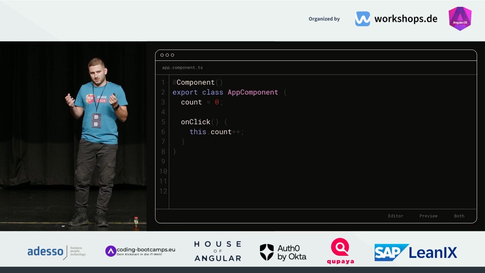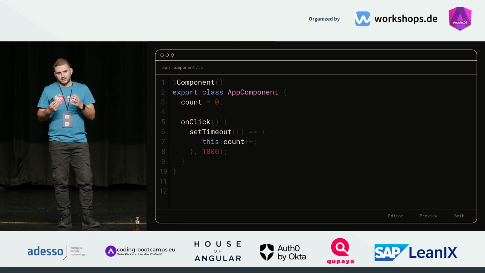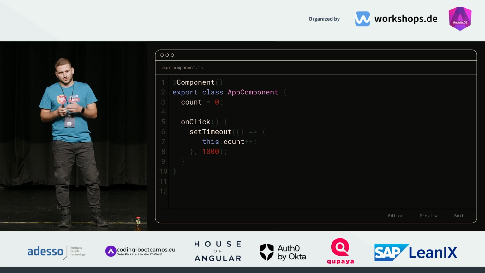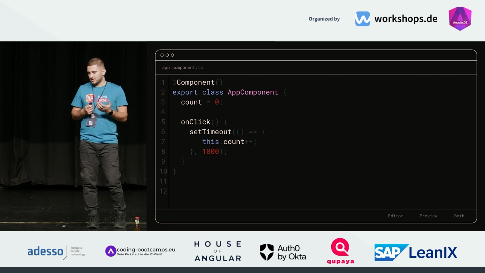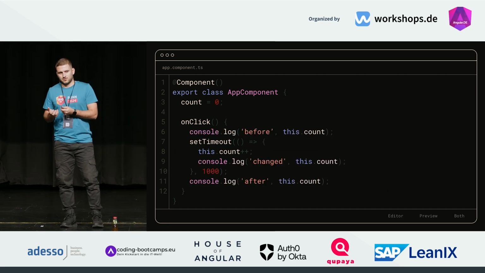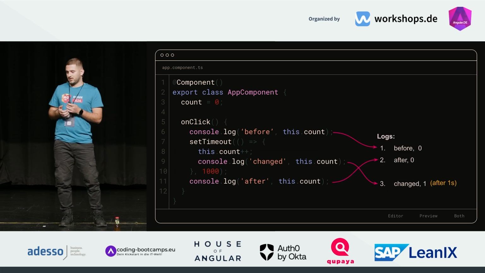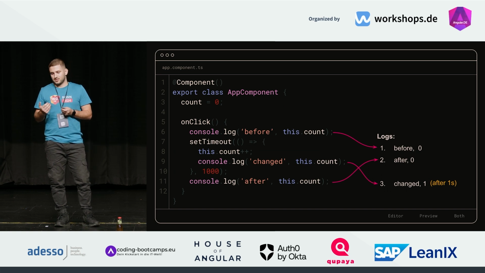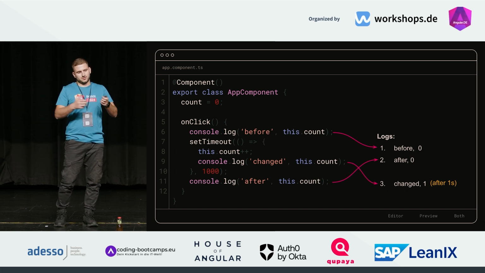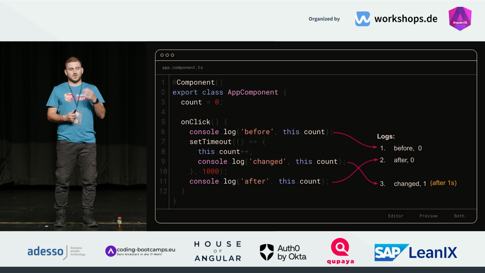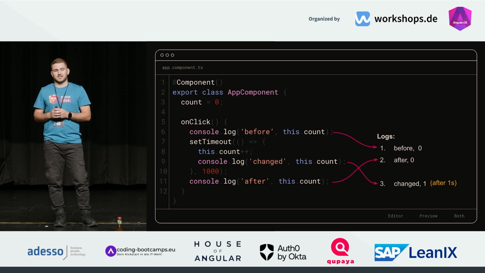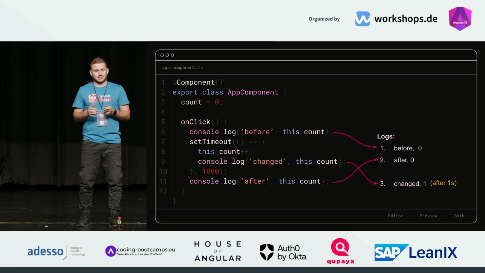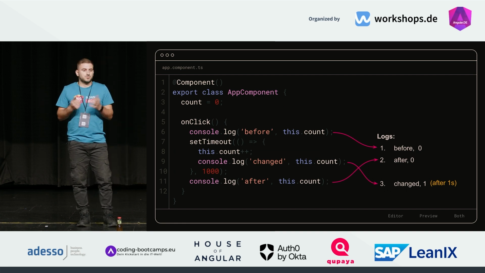So let's say we have the onClick, but what if we use some setTimeout? Let's say we schedule that count increase for later. What happens if we run this code? Basically, first we log before with a count of 0. Then, because it's synchronous, we log after and the count is still 0. Then we have the count increase inside the setTimeout. And then, of course, we log the change part. So after 1 second, the count there would be just 1.